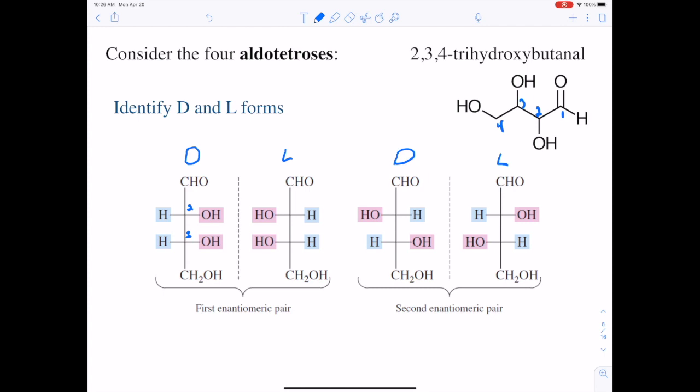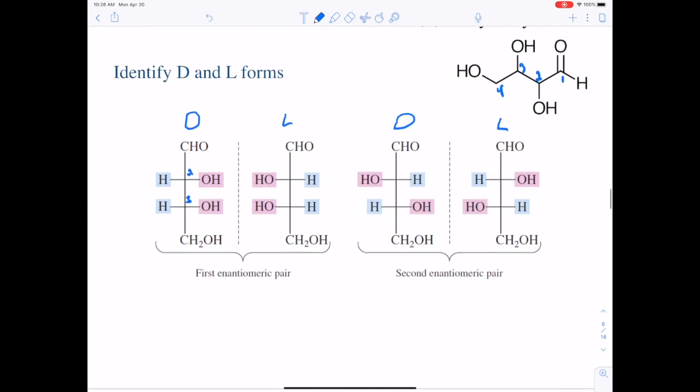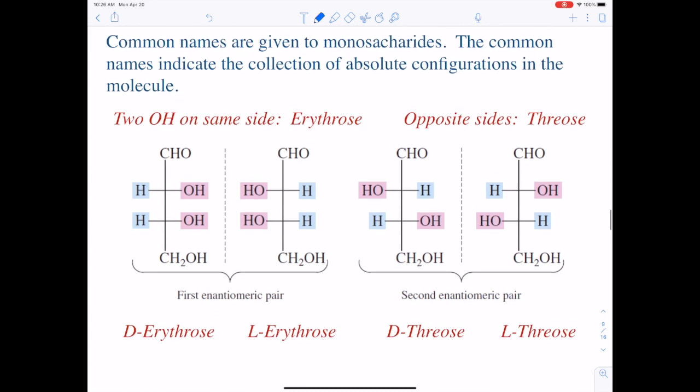Now, with carbohydrates, we tend to give these common names for monosaccharides. For the aldotetroses, the 2 names are erythrose and threose. We have a D and an L form, and these 2 are enantiomers. Why? Because they are mirror images that are not the same. If the 2 OHs are on the same side in the Fischer projection, these are known as erythrose. So we have D and L erythrose and D and L threose.